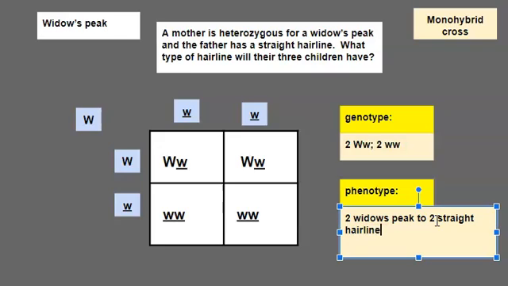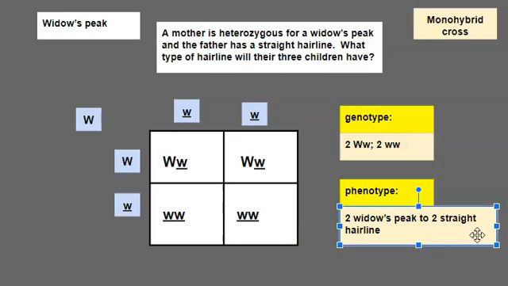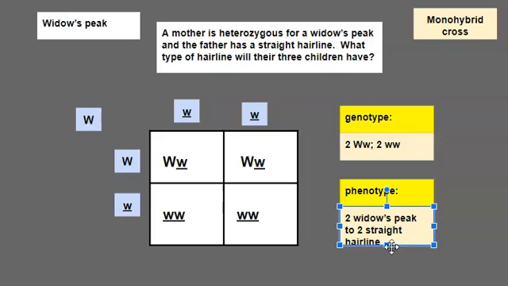Clean up my grammar a little bit here. All right, or my punctuation. There we go. We have 2 widow's peak to 2 straight hairline. Now this would also be 1-to-1, or we could say 50% widow's peak to 50% straight hairline if we were supposed to write it in percentages instead of a ratio. Okay, so either way, that's our phenotype outcome.